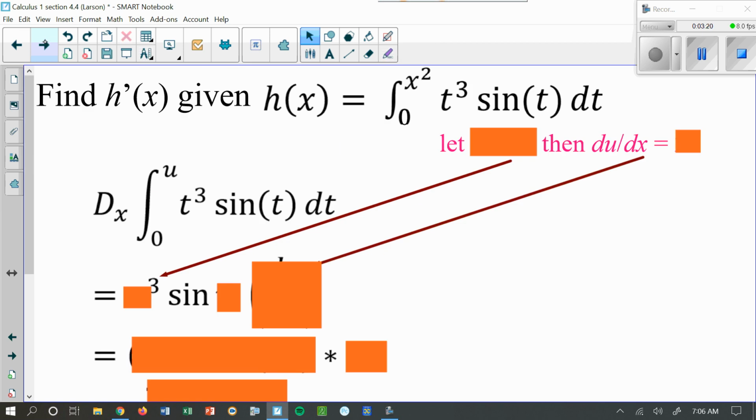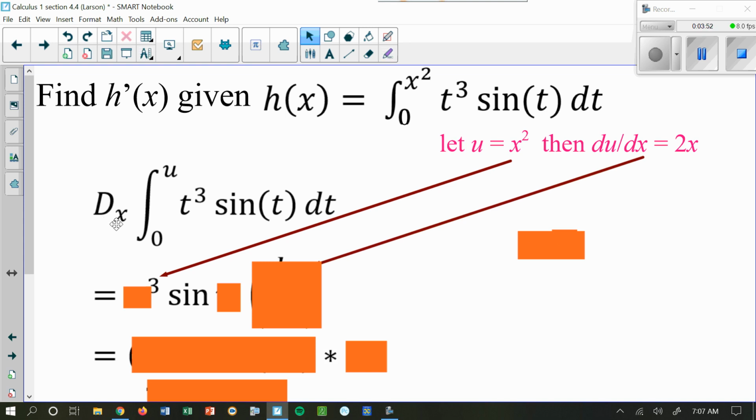So what happens, though, when your upper bound is not just an x to the first, but, say, an x squared? Well, it's somewhat similar, but slightly different. So we're going to let u be equal to this upper bound of x squared. Well, we'd then have to go ahead and find du. So we do the derivative of each side, and we would get du to be 2x.